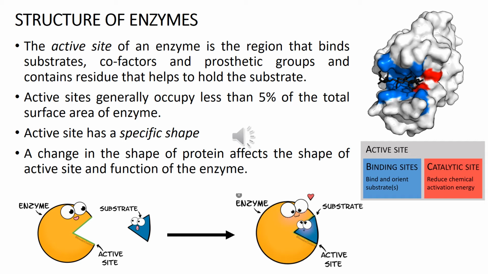Active site generally occupies less than 5% of the total surface area of an enzyme. And as it has a specific shape due to the tertiary structure of the protein itself, if we change the shape of a protein, the shape of this active site will also change and it will eventually affect its activity. Active site can be further divided into a binding site and a catalytic site. The binding site chooses the substrate and binds it to the active site, while the catalytic site performs the catalytic action of the enzyme.